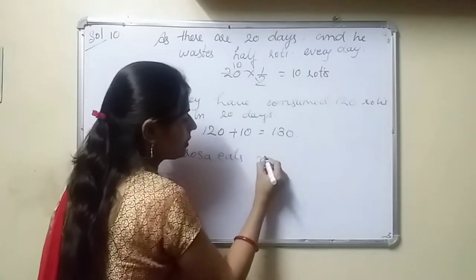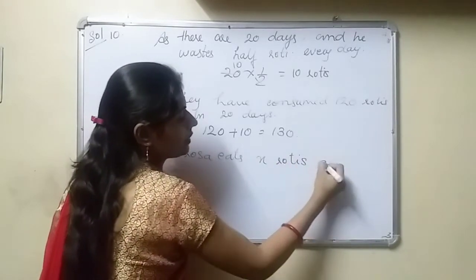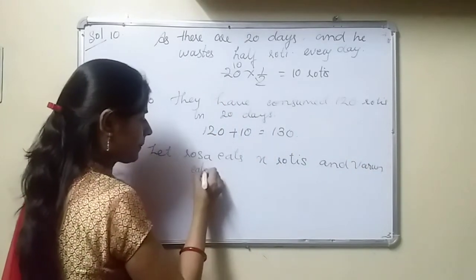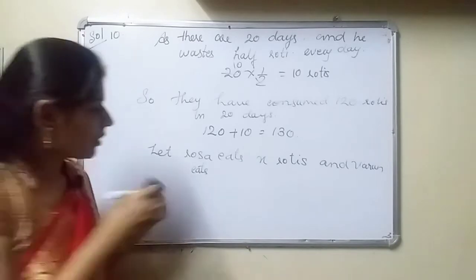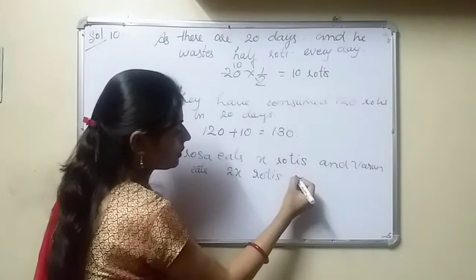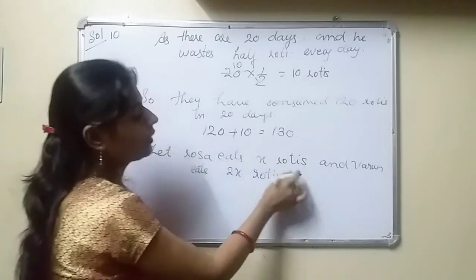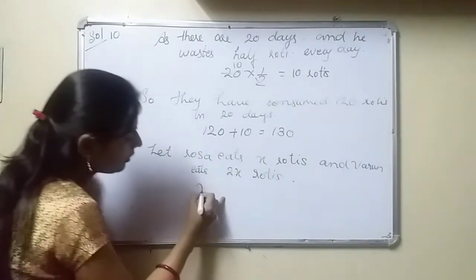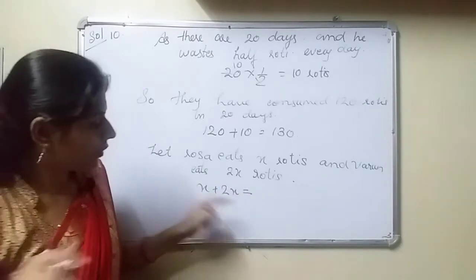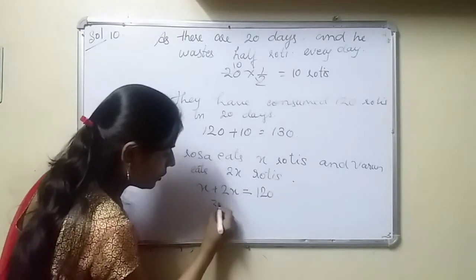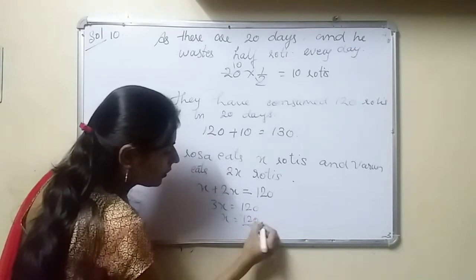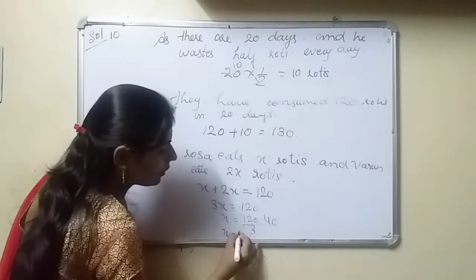So let Rosa eat x rotis and Varun eat 2x rotis. Okay. Double of Rosa. Now see, x plus 2x is equal to 120. Okay. You have to find this out of 120 rotis. So it will become 3x is equal to 120. So x is equal to 120 divided by 3, so x is equal to 40.